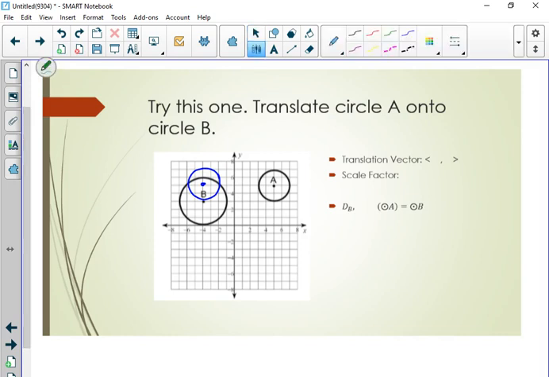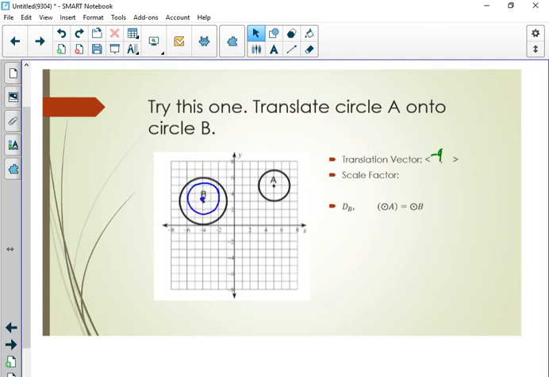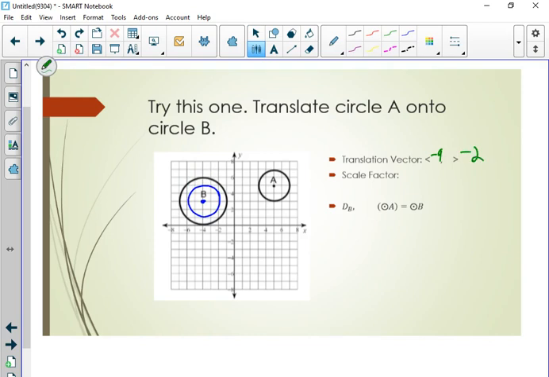So we moved left 9. And now we're going to move down 1, 2. So down 2. Okay? Those are supposed to be parentheses, but we'll just make it look like that. Okay, so we went left 9, down 2.